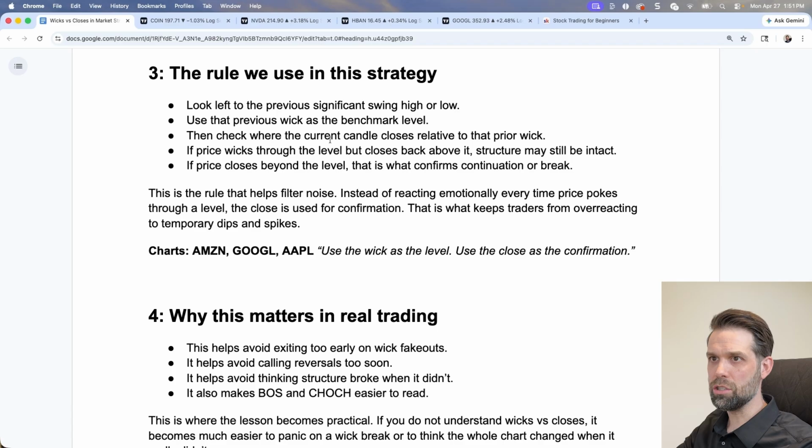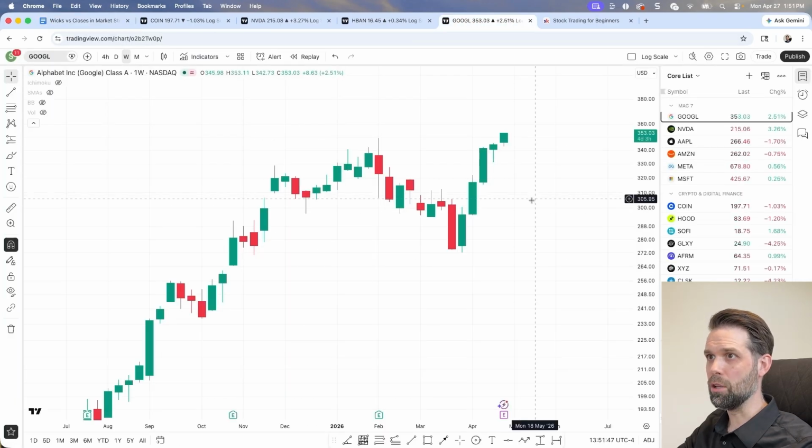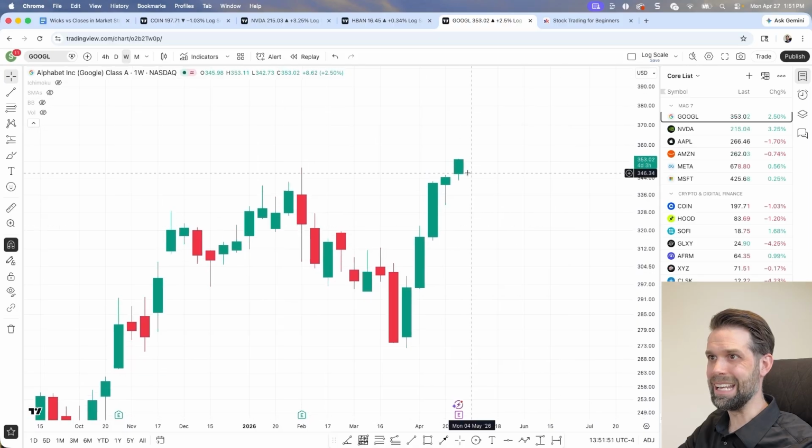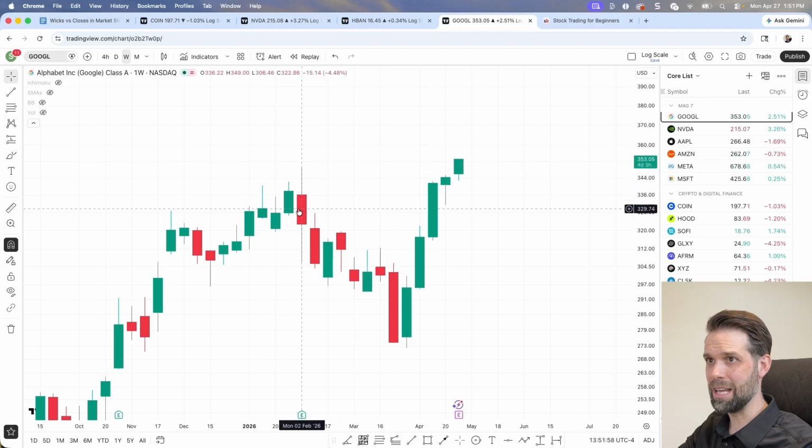So if we just jump at a few charts that are happening right now, we can look at Amazon, Google, and Apple. And we can use this rule to see if we are making any breaks of structure potentially to the upside. So if we jump back to our charts here and we look at the present time of Google, we can see that currently we are at the beginning of this week at the time. And we can see in our market structure, we have a high in this area, which is this wick.